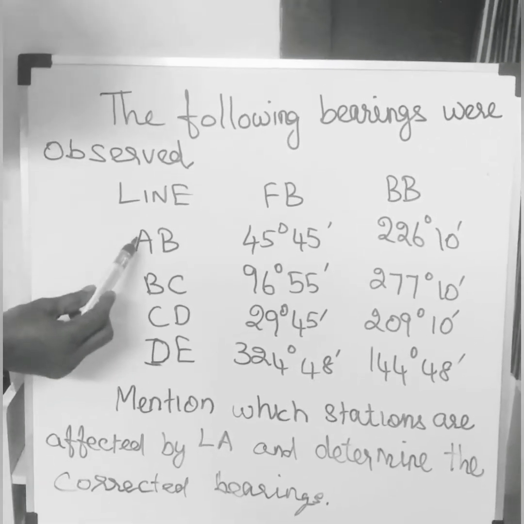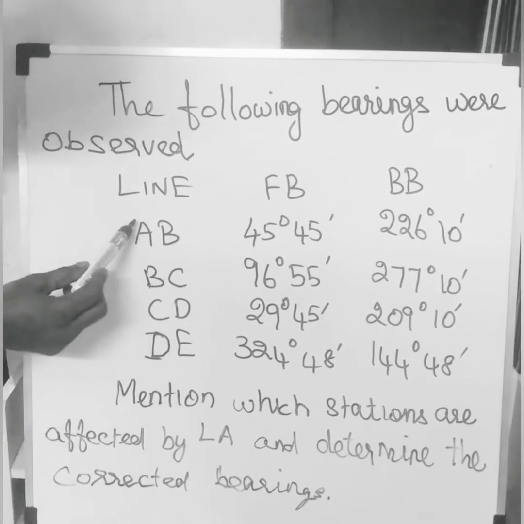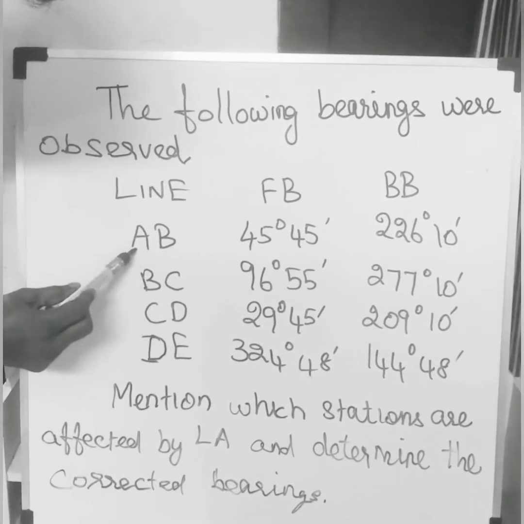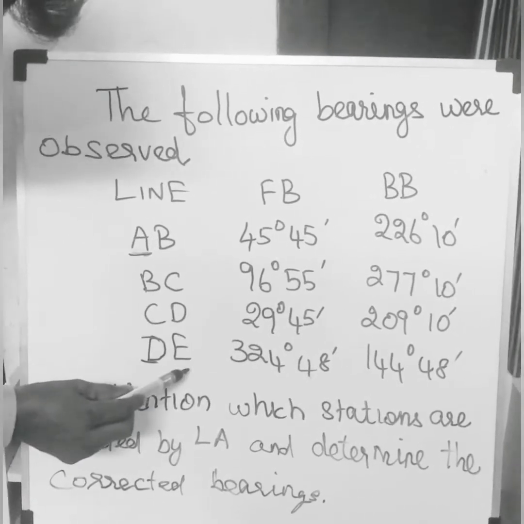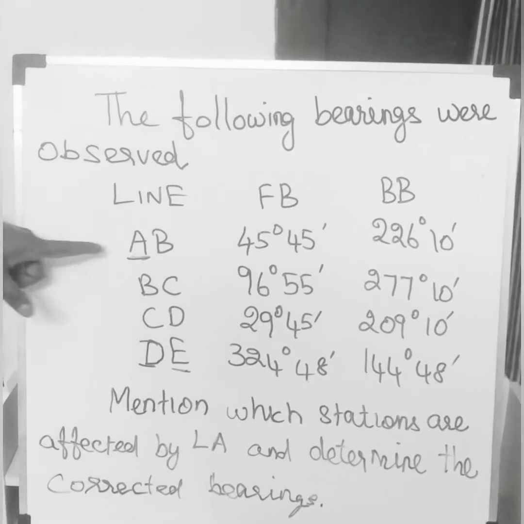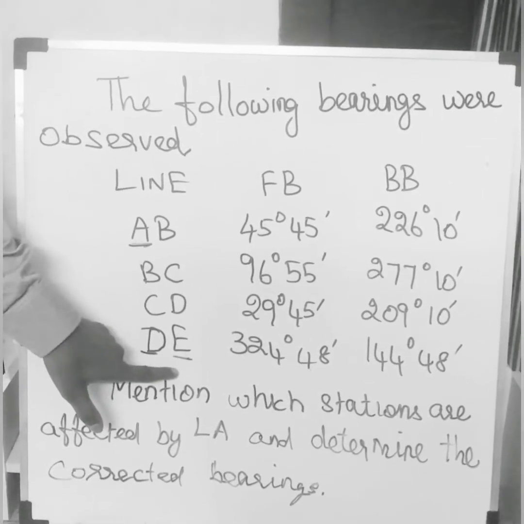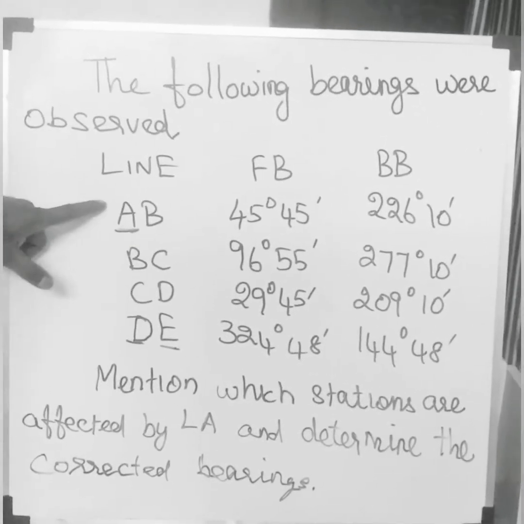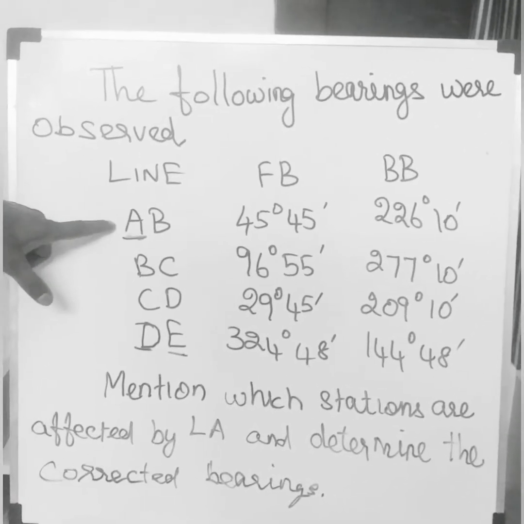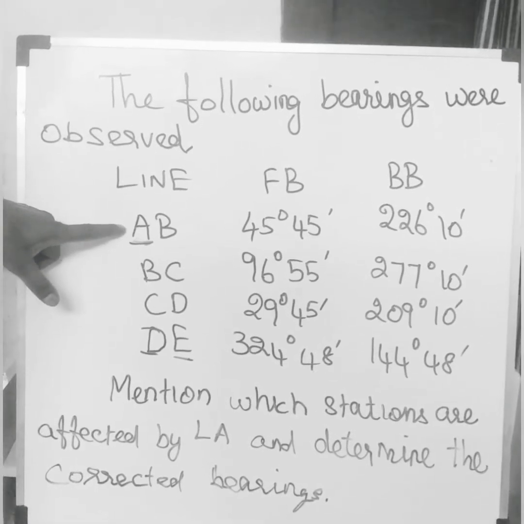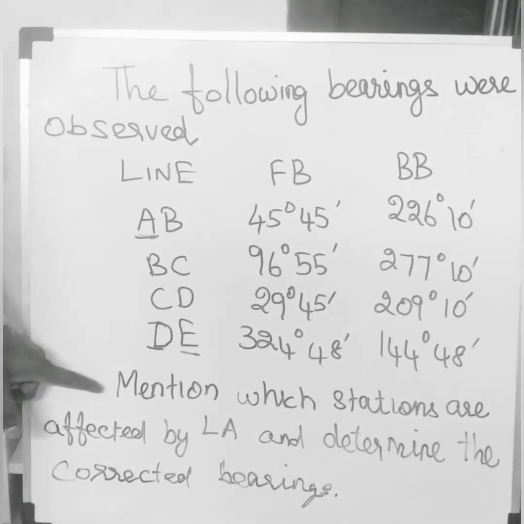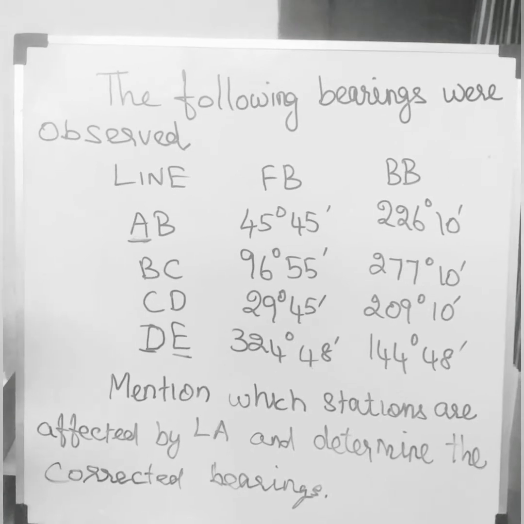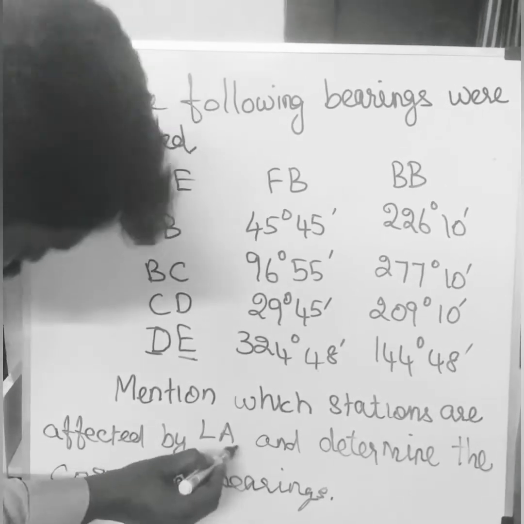How can we identify an open traverse? This one is the starting point A. The end point is E. So the starting point and the end point of the traverse are different, not the same point, because it is called an open traverse. Here, what is required? Mention which stations are affected by local attraction.